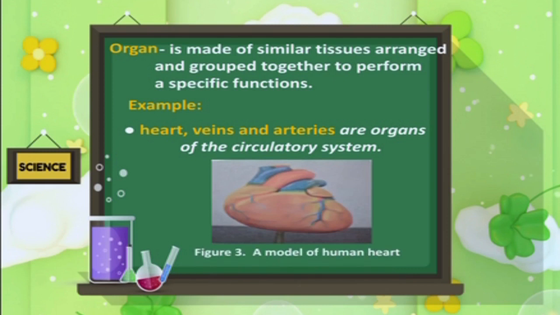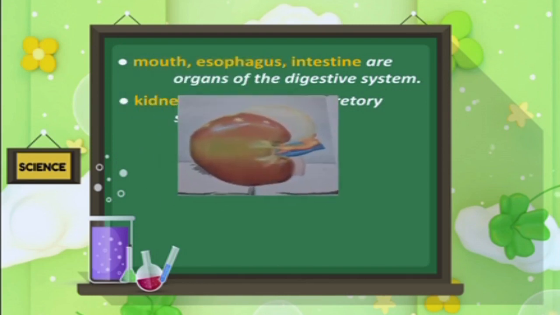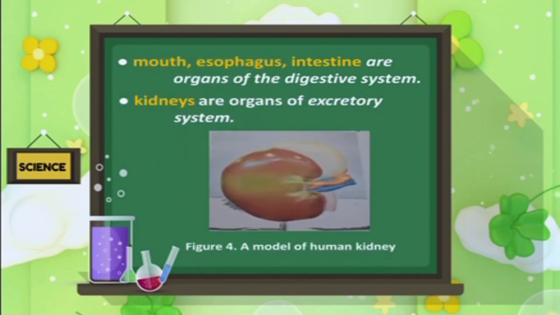Figure 3 below shows a model of the human heart. Veins are tubes where blood flows into our heart. Arteries are also tubes, where blood flows out of our heart. Mouth, esophagus, and intestine are organs of the digestive system. Kidneys are organs of the excretory system. Figure 4 shows a model of the human kidney. Actually, we have many organs which I have not mentioned here due to limited time.